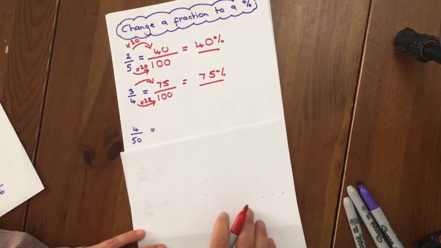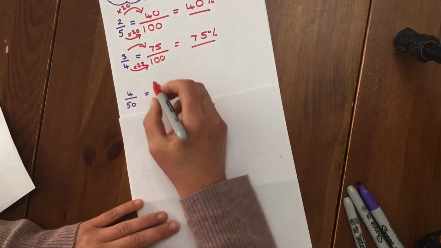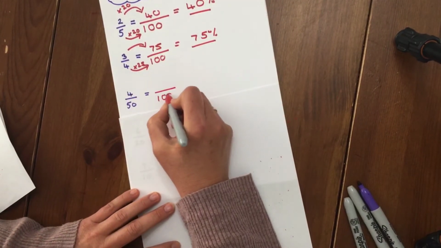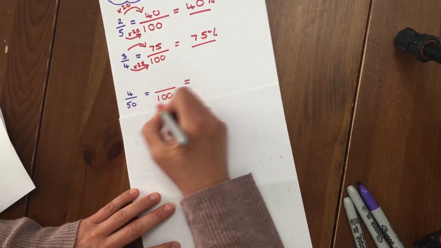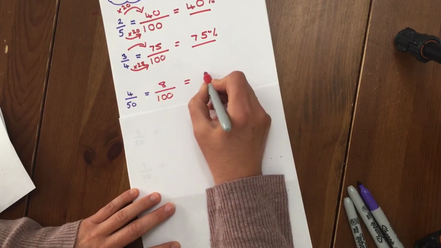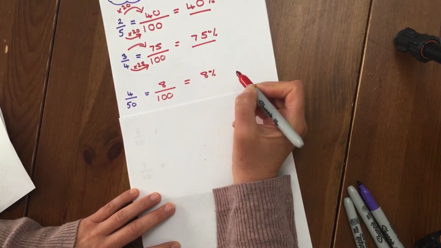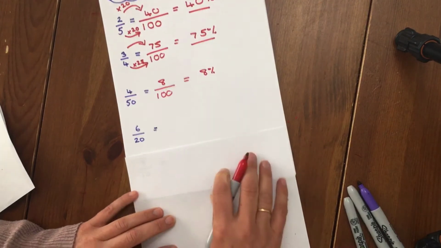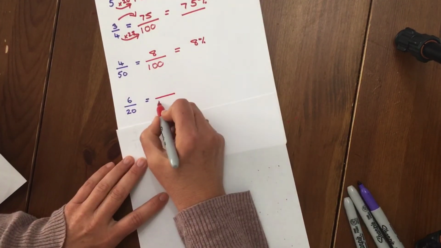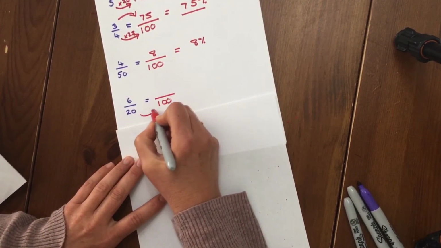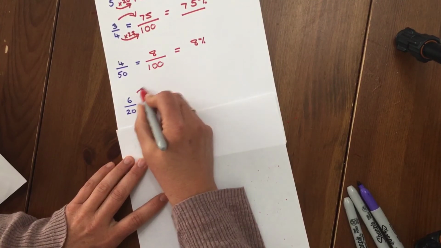Okay, so what do I change it to be out of? Always out of 100. So I times the bottom by 2, I times the top by 2. 8%. Okay, how many 20s go into 100? 5 of them. So I times top and bottom by 5.